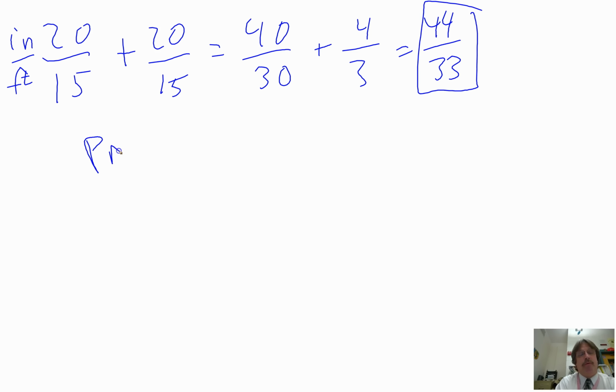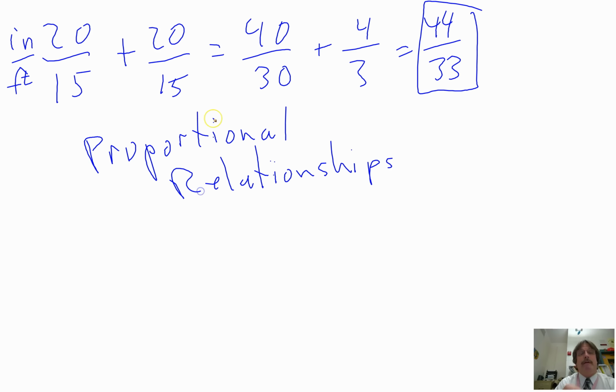We are doing a proportional relationship. We are not doing fractions, because with fractions, we would not be adding this, okay? That's why I'm allowed to add these numbers that are in the bottom. They're not called denominators, okay? But they're numbers that are in the bottom. It's 20 inches to 15 feet.